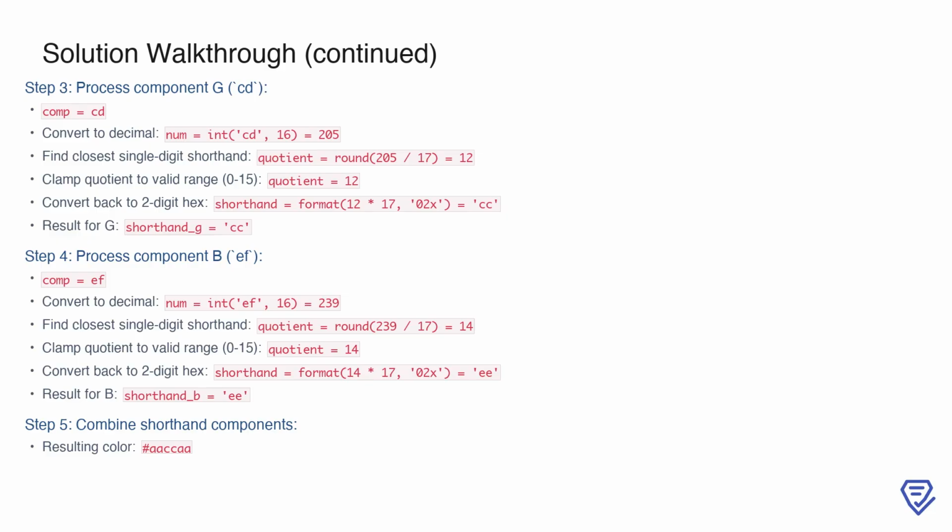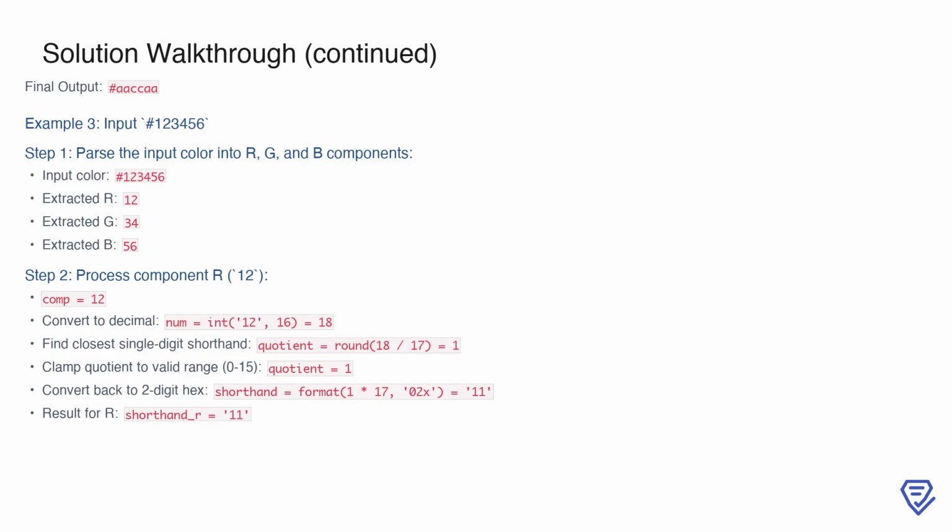For the blue component EF, converting it to decimal gives 239. Dividing 239 by 17 and rounding gives 14, which is within the valid range. Multiplying 14 by 17 and converting it back to hexadecimal gives EE, the shorthand representation for blue. Combining these shorthand values for red, green, and blue gives us the resulting color #AACCEE. For the second example, the final output is #AACCEE.